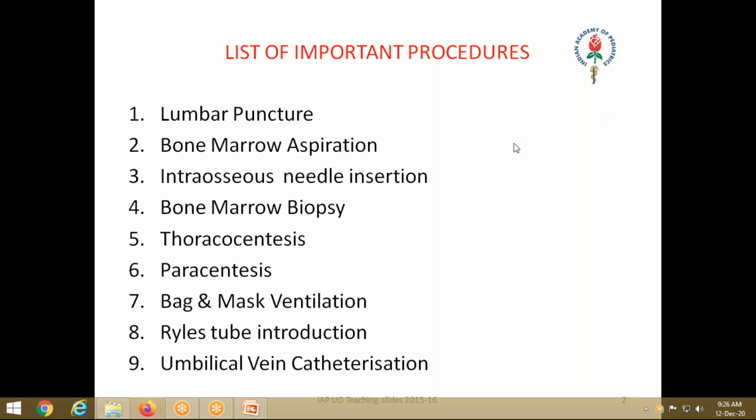So today we are going to discuss the instruments. The list of the most important instruments which we use in pediatrics, or procedures which we do, are lumbar puncture, bone marrow aspiration needle, intraosseous needle, bone marrow biopsy, thoracentesis, paracentesis, bag and mask ventilation, how to introduce a Ryle's tube, umbilical vein catheterization.